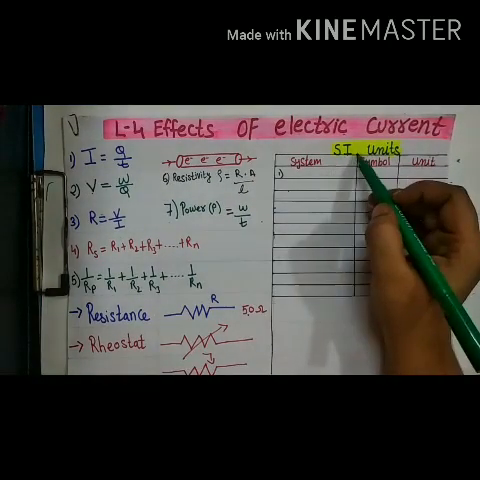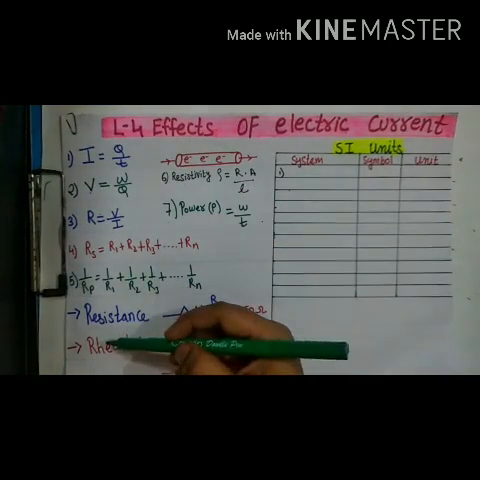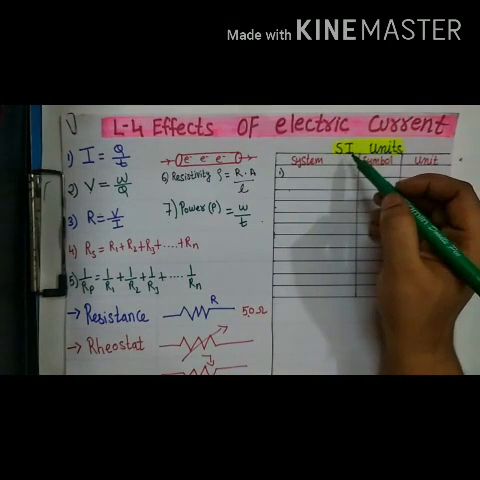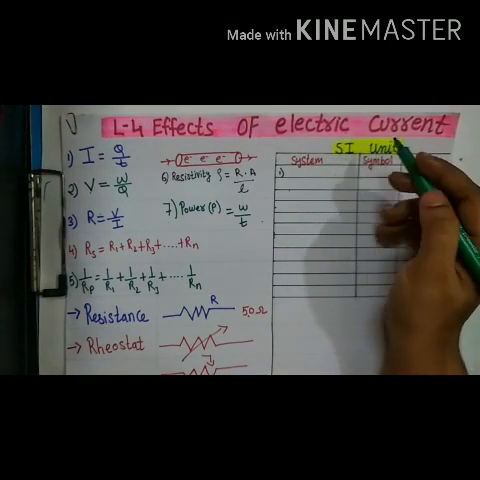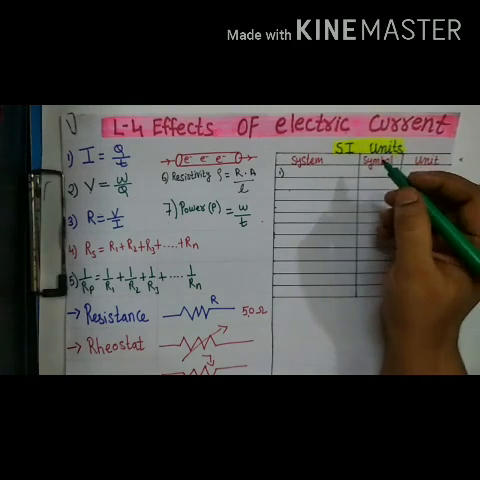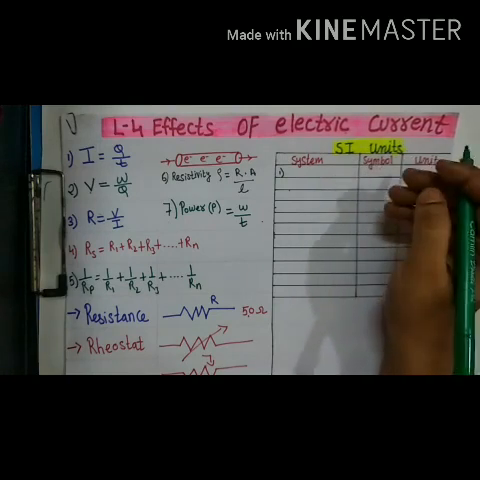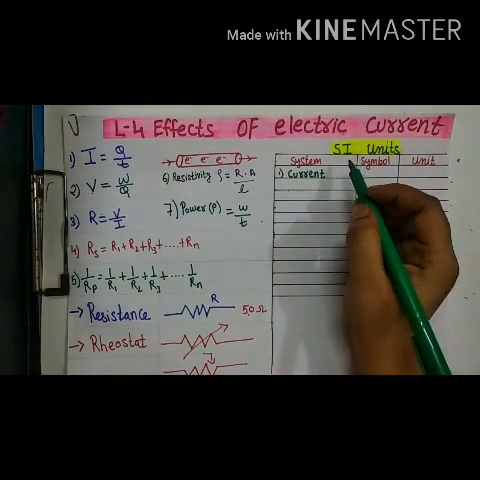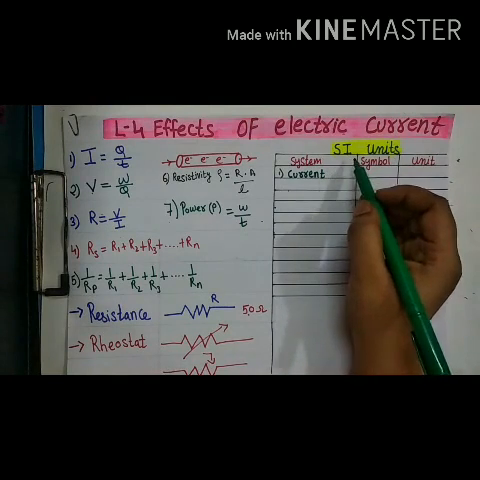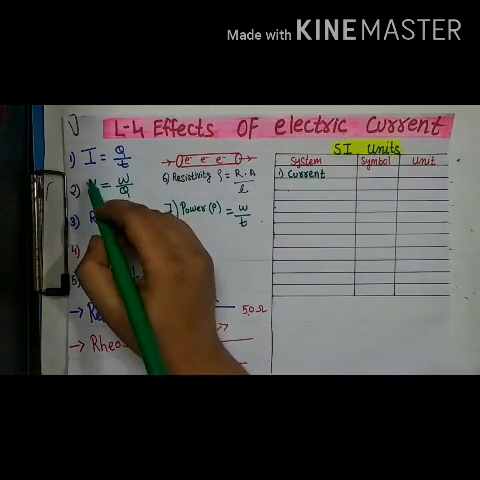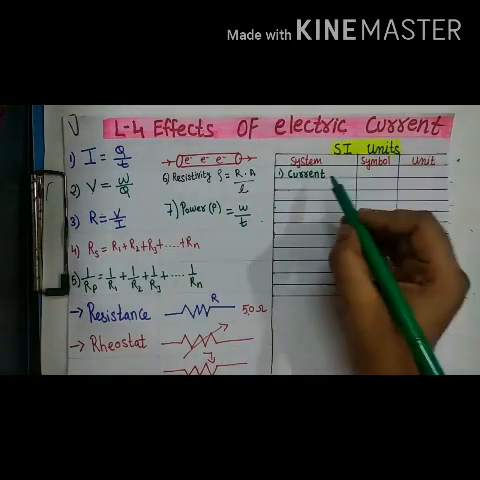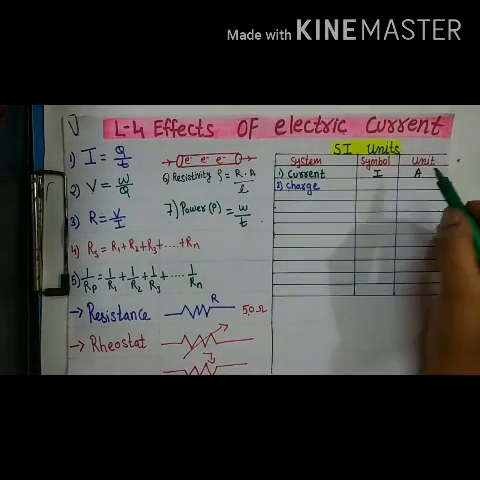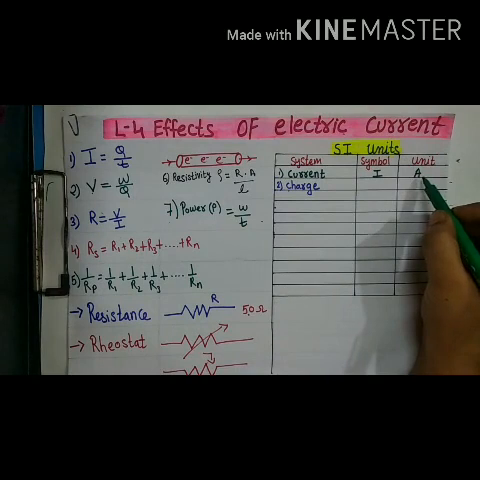Now let's see the SI unit of all these quantities. SI means system internationally accepted. Units like kg, liter, meter, kilometer, etc. are all units accepted internationally. For example, the SI unit to measure distance is meter. Similarly, I stands for current. So, the symbol for current is I. The SI unit of current is ampere, which is denoted by A.